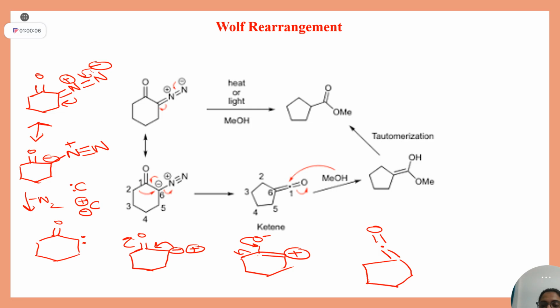Now, the solvent, that is methanol, will attack onto this. Obviously, this bond, C double bond O, is more electron deficient. So methanolic oxygen will attack onto this bond and you will get this enol. It will tautomerize and it will give you ester. So, now you have understood Wolff rearrangement? Yes, ma'am. Okay.